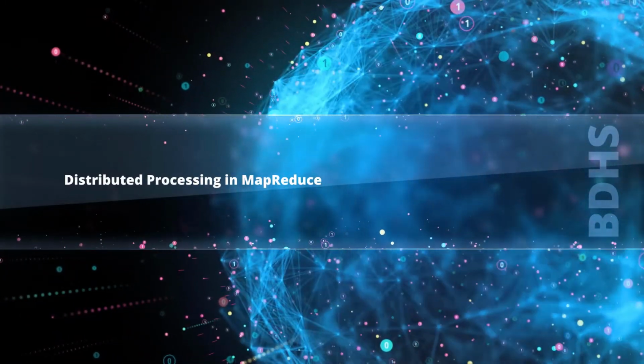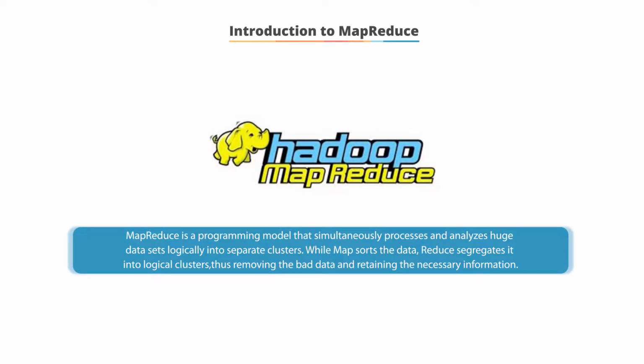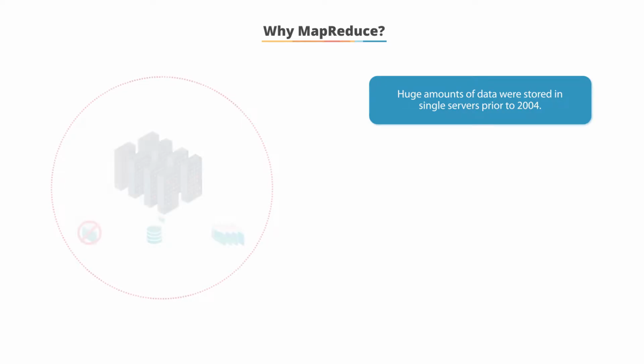Distributed Processing in MapReduce. Introduction to MapReduce. MapReduce is a programming model that processes and analyzes huge datasets logically into separate clusters. While Map sorts the data, Reduce segregates the data into logical clusters, thus removing the bad data and retaining necessary information.